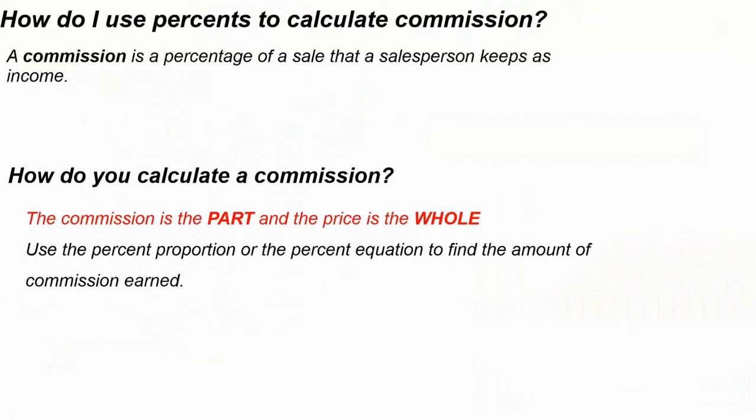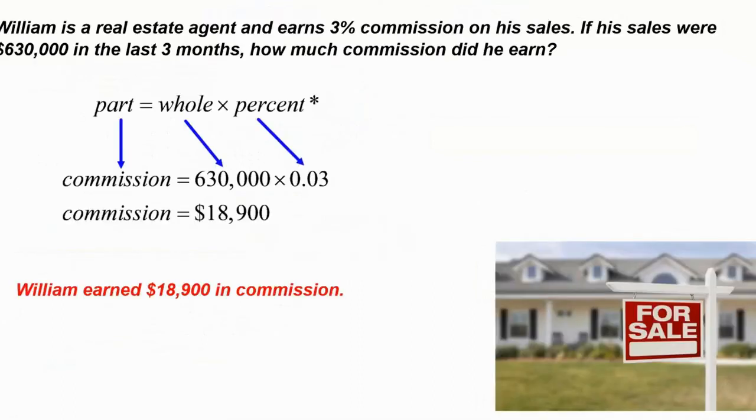So how do you calculate a commission? Again, the commission is the part, and the price or their total sales is the whole. So again, this is a part to whole relationship, just like tax and just like tips. So we're going to use the percent proportion or the percent equation to find the amount of the commission earned. So let's see an example here.